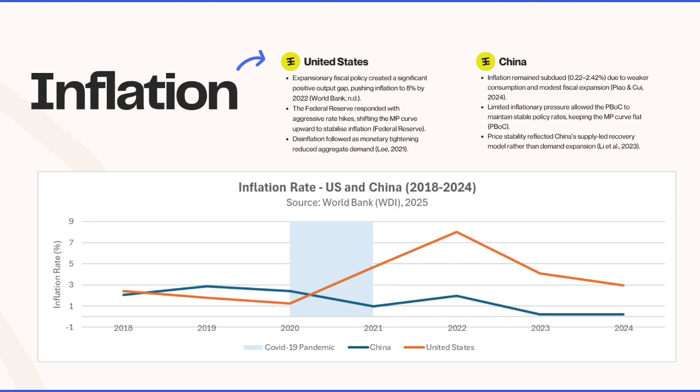Inflation outcomes were almost the opposite of unemployment. China's inflation fell to around 1% in 2021, largely because of weak demand, slow reopening, and limited mobility. The US, however, saw inflation rise sharply to around 8% in 2022. This was driven by strong fiscal and monetary stimulus, rapid demand recovery, and supply chain disruptions.